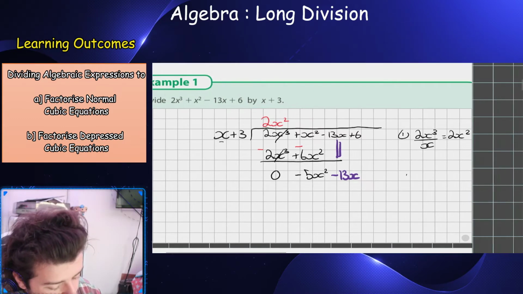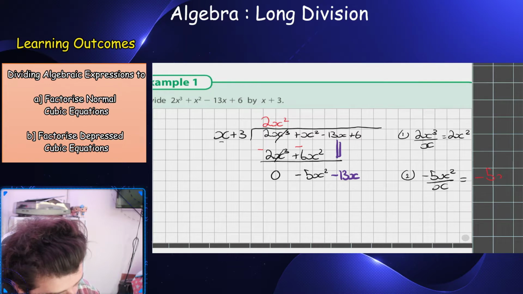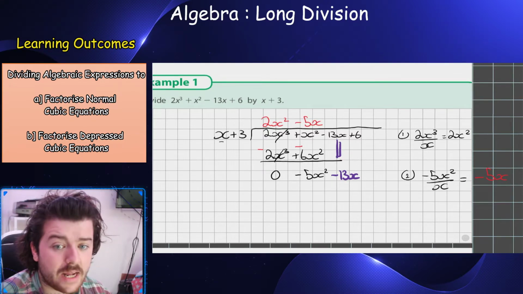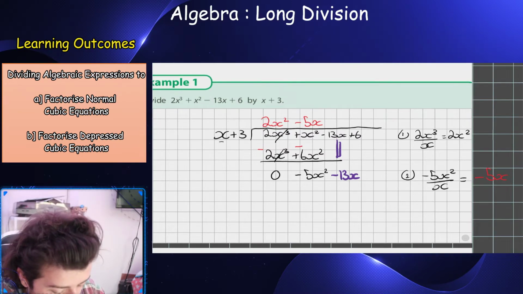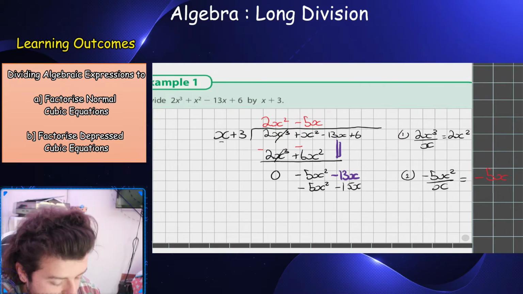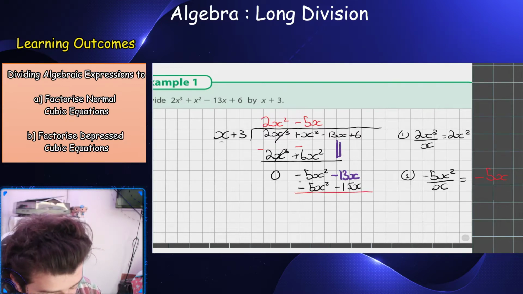Minus 5x squared divided by x is going to give me minus 5x. So I put that on top, minus 5x, and multiply it with x plus 3. So I have minus 5x squared, and then minus 5x times 3, which is minus 15x. Change the signs because I'm taking away. So that's going to become a positive, and this is going to become a positive.